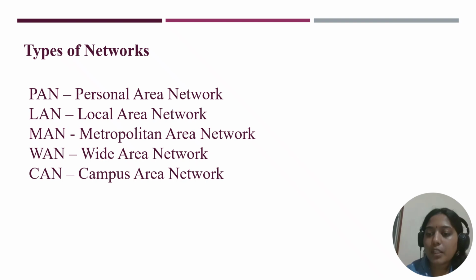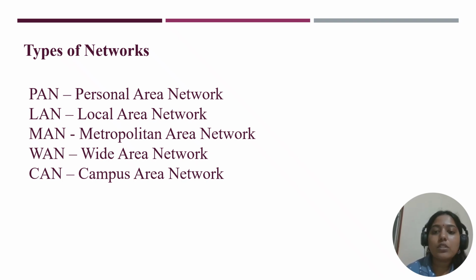Next is types of networks. So there are 5 types of networks. First one is PAN, which stands for Personal Area Network. It is a small network used for personal devices with a short range, like a few meters. For example, connecting your phone with your smartwatch or Bluetooth.